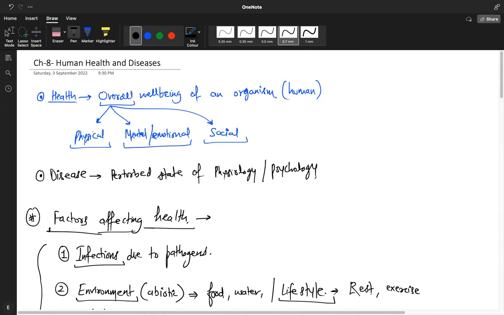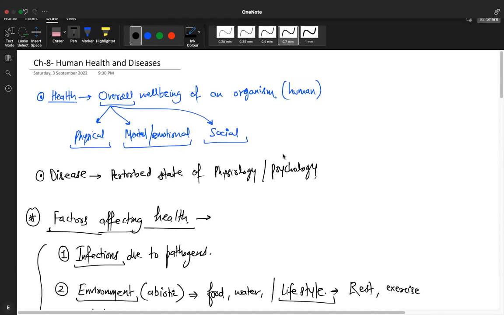We then check what is the meaning of a disease. A disease is a perturbed state of physiology or psychology, and there are some factors that affect health. They could be grouped into three main factors: infections, environmental or abiotic factors, and genetic disorders.